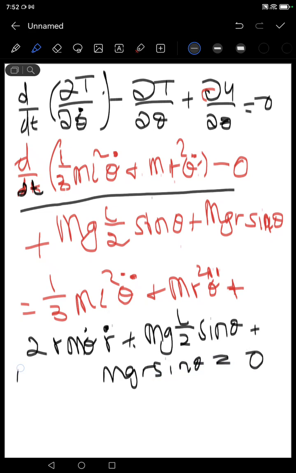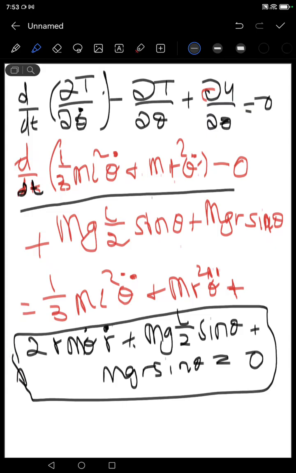So this is our first equation. Remember, they say we have to determine a non-linear equation. We were using theta as our generalized coordinate. After here, we're going to use r. We're going to differentiate with respect to r and get the second equation.